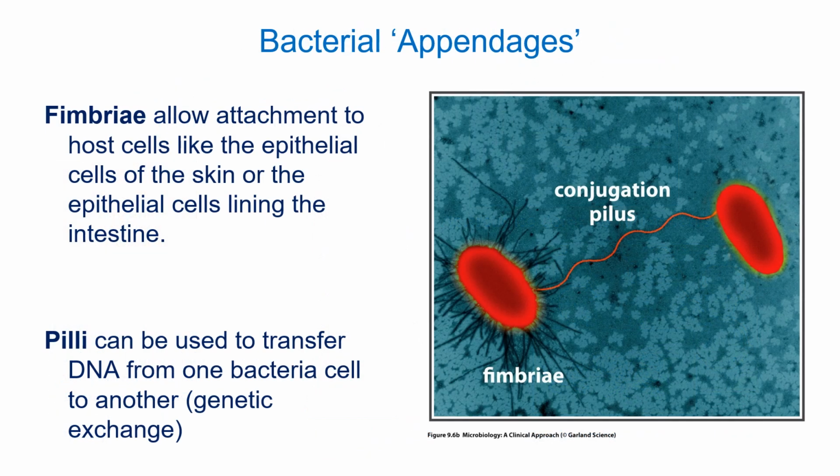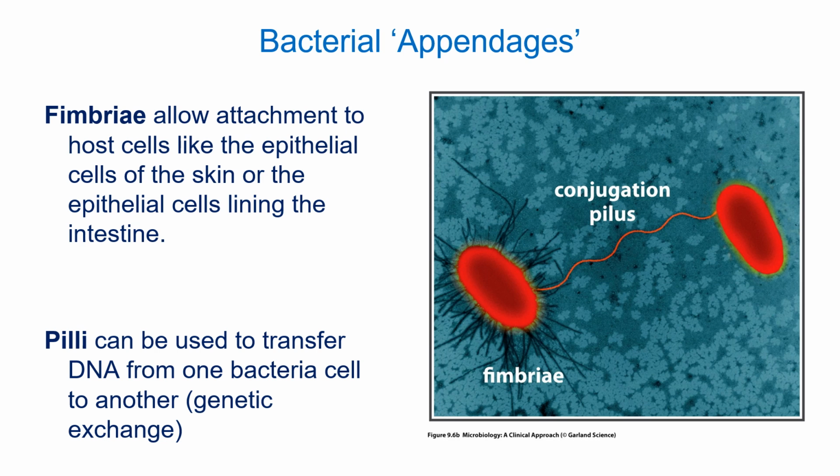So pili can be used to attach two cells to each other, and usually we're talking about one bacteria cell connecting to another for the purpose of transferring information, transferring DNA. We have these other appendages known as fimbriae, which are typically used by a bacterium to attach to a different cell type. So for instance, a bacterium might use fimbriae to stick itself to epithelial cells.